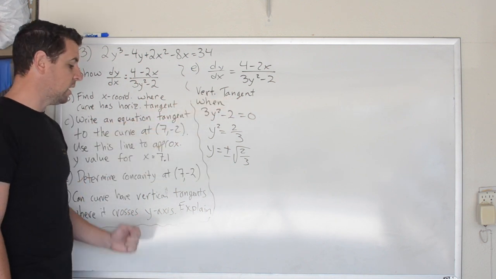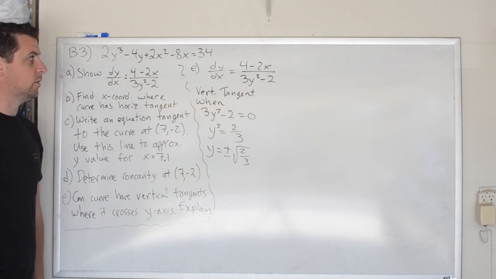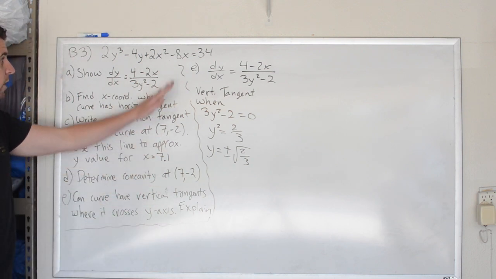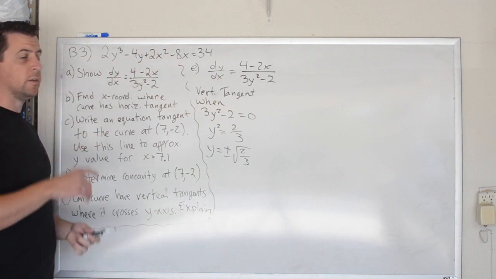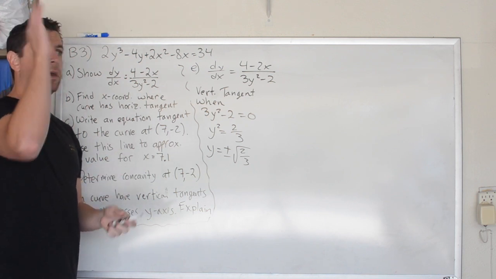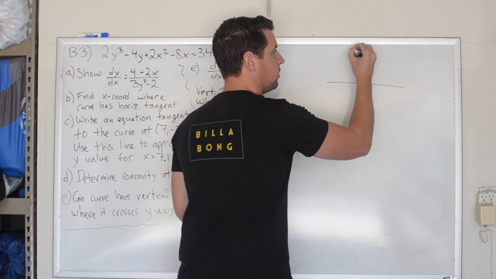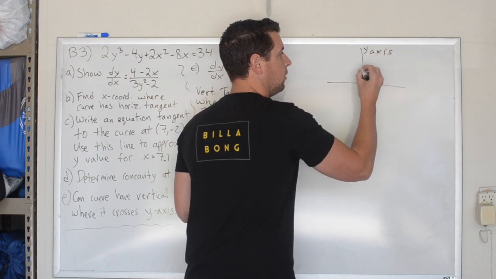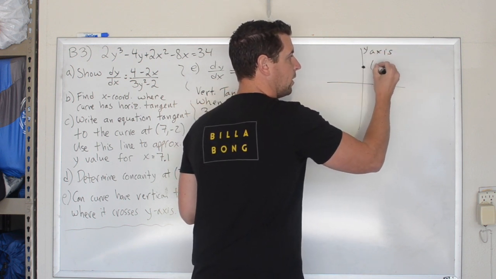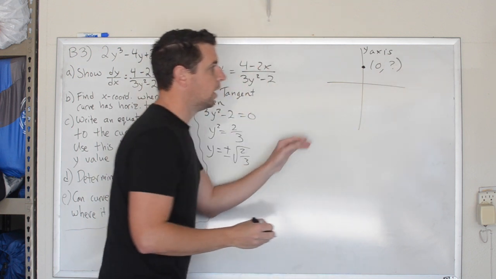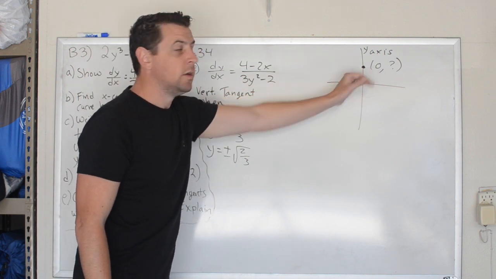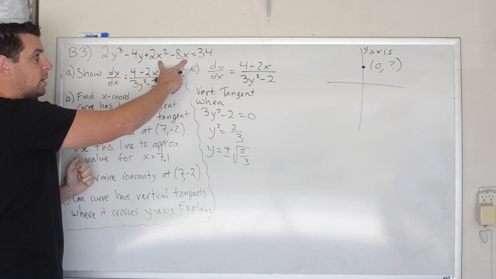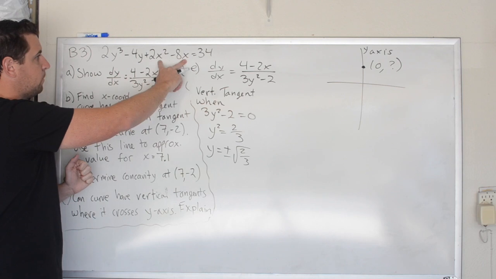Now, they said, where the graph crosses the y-axis. That's when the x value of our curve is equal to 0. When it crosses the y-axis, it would be a point like 0 comma something. Sorry, I misspoke: that's when the x value is 0. So what we need to do is put x is 0 in here and solve for that point.